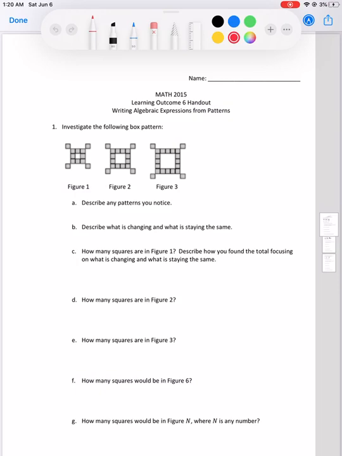For today, we have the Learning Outcome 6 handout to go through and learn about these patterns and writing algebraic expressions from the patterns. How you can build that up from these several examples and extend it to further examples. So these are the example solutions.